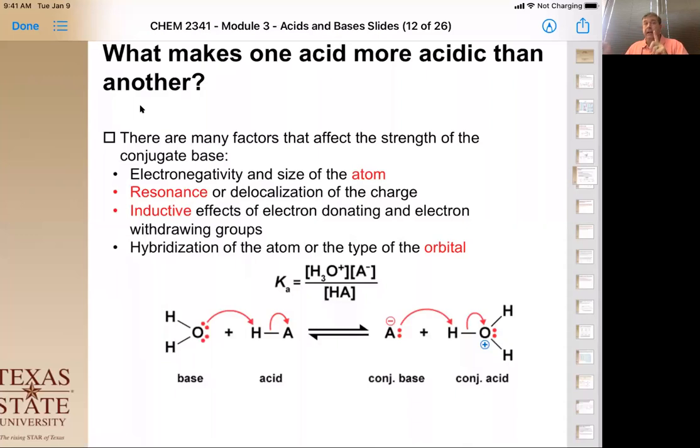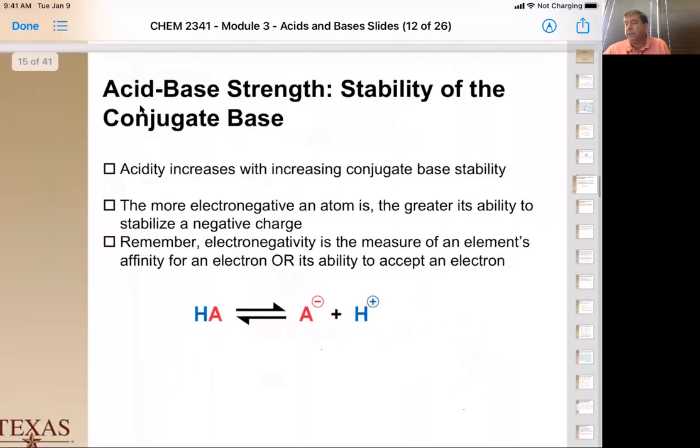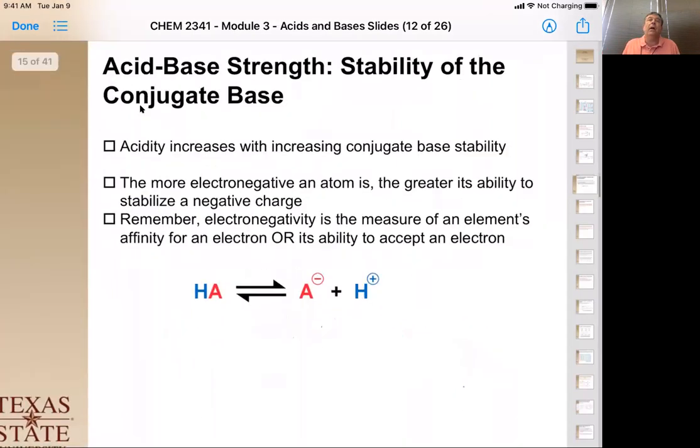Then on next lectures, we'll do resonance or delocalization of charge. And then there are some inductive effects. You can actually pull electron density through bonds and change the acidity of something. And then the hybridization of the atom will actually change the acidity as well. And we saw that going from alkyne to alkene to alkane, and I'll explain that further. But now let's talk about electronegativity and size of the atom, okay? So in general, acidity always increases with the increased conjugate base stability, meaning the anion formed in the reaction, the more stable it is, the better it is.